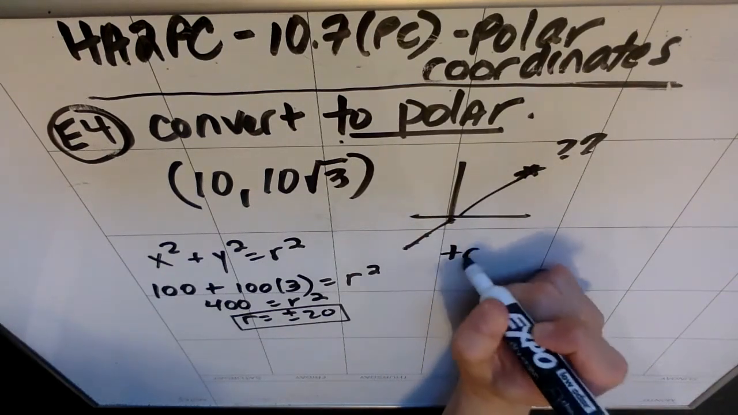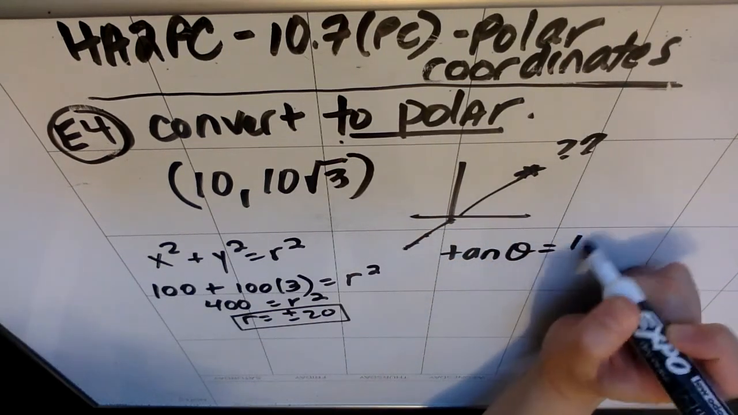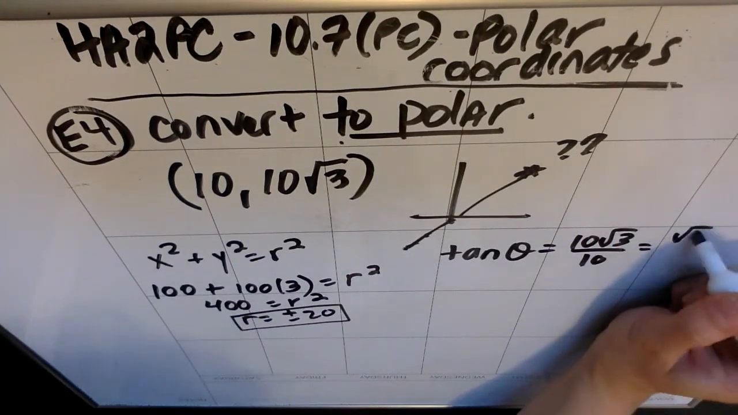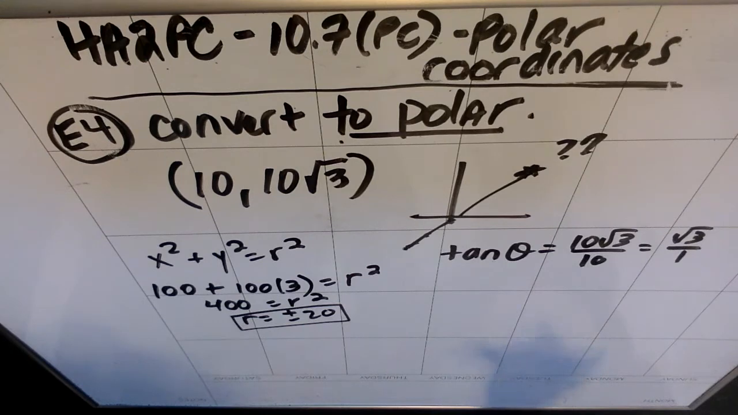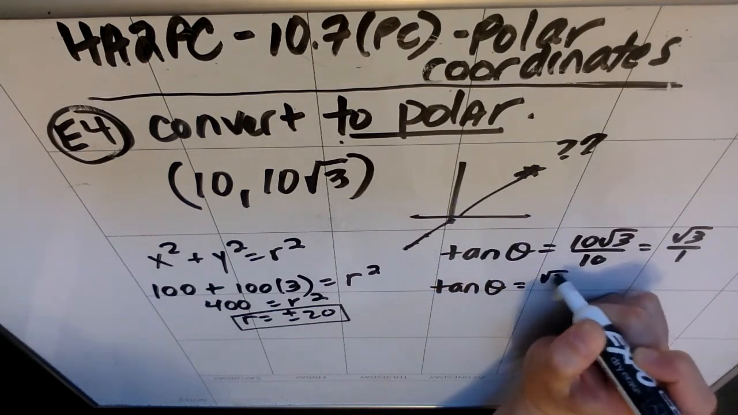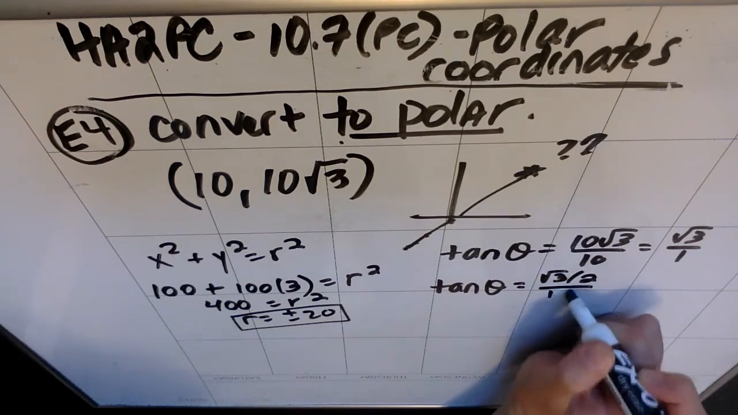For the angle, the tangent of theta is going to be 10 root 3 over 10, which is going to be root 3 over 1. Now that's great, except root 3 and 1 don't appear in that form on the unit circle. The way they appear on the unit circle is as root 3 over 2 and 1/2.